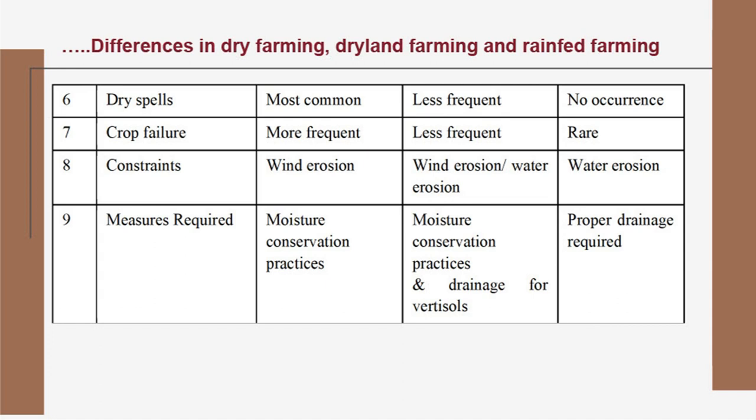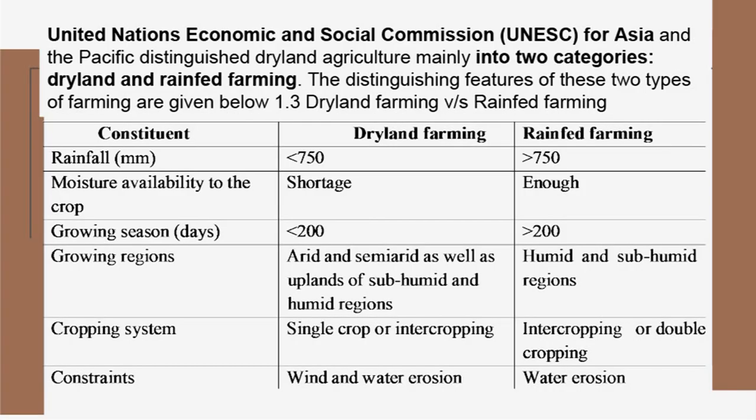In dryland farming, moisture conservation practices and sometimes drainage for waterlogged soils or heavy soils. And in rain-fed farming, proper drainage is required. Now see, as I told you, this United Nations Economic and Social Commission for Asia and the Pacific, UNESCAP, distinguishes dryland agriculture mainly into two categories, dryland farming and rain-fed farming. So the distinguishing features of these two types are given in the table.